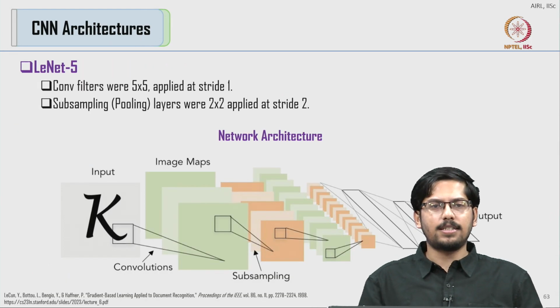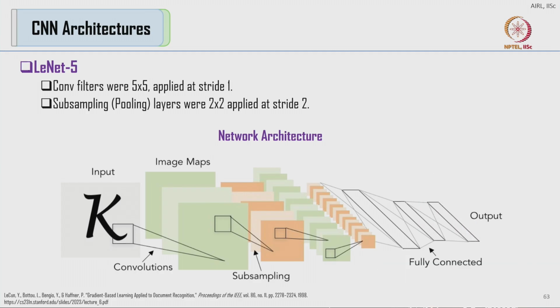Okay, let us start with the first network architecture, which is essentially LeNet. LeNet consists of convolution layers which have a kernel size of 5 cross 5 with a stride of 1. It also has pooling, which is essentially an average pooling mechanism with a stride of 2. Now we observe the network architecture of LeNet in the figure here.